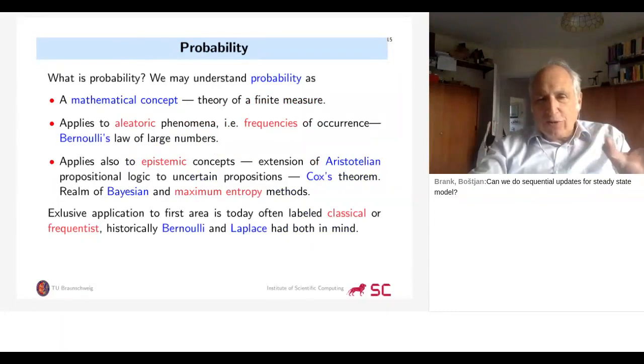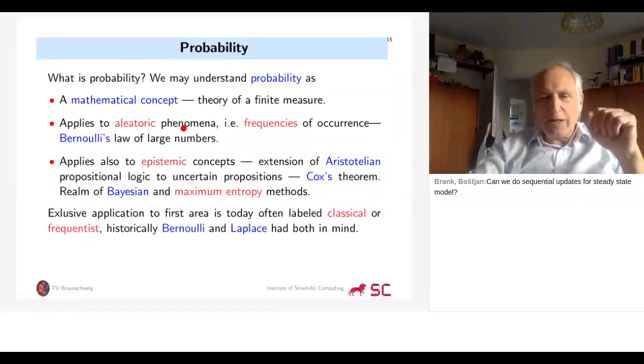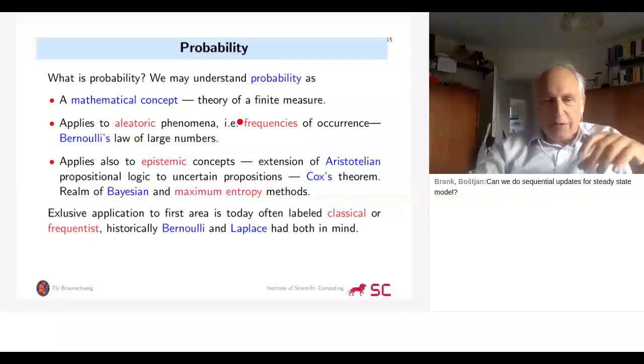We've seen this already. I've talked about probability before, so we can go here quickly. It's a mathematical concept, and we have to match it to something in the real world. Okay. It's clear that this applies to aleatoric phenomena, which are truly random in some way. Okay, like turbulence of a fluid or something like that, or frequencies of occurrence. Okay, this is Bernoulli's law of large numbers. Okay, but we'll apply it here also to epistemic concepts, like the thing we had here. Okay, so we don't know.